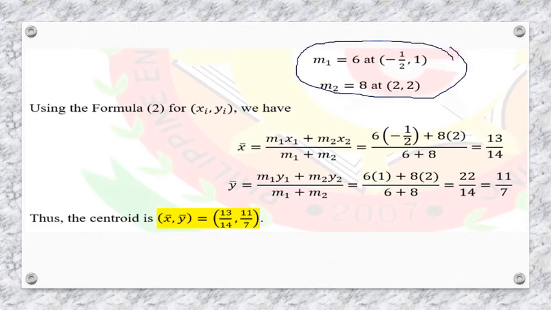Using the formula 2 for x sub i and y sub i, we have yung x bar is, si m sub 1 is 6 times x sub 1 is negative 1/2, and then m sub 2 is 8 times x sub 2 is 2. Tapos, 6 plus 8. And then sa y bar naman, we have m sub 1 is 6 times y sub 1 is 1. So, ito siya. And then, m sub 2 is 8, and then y sub 2 is 2. Over 6 plus 8. So, 22 over 14. Yung y bar natin. Thus, the centroid x bar, y bar equals 13 over 14 and 11 over 7.